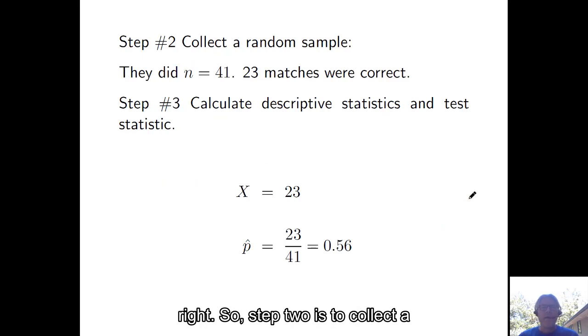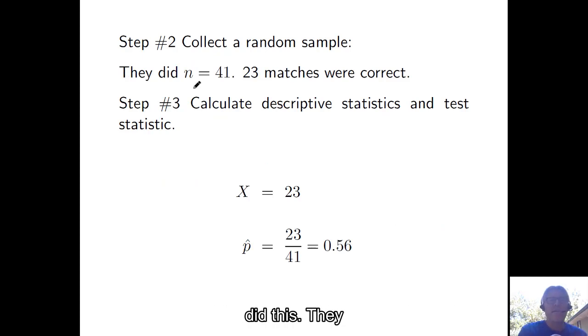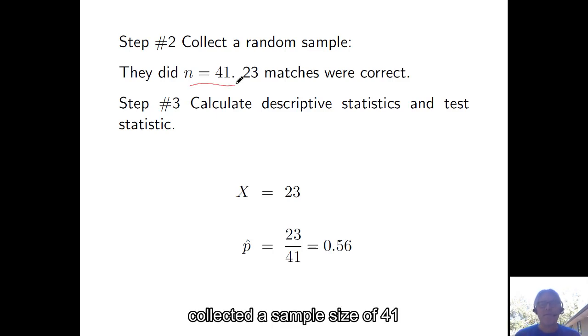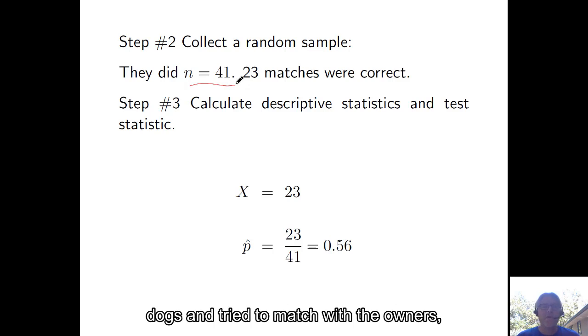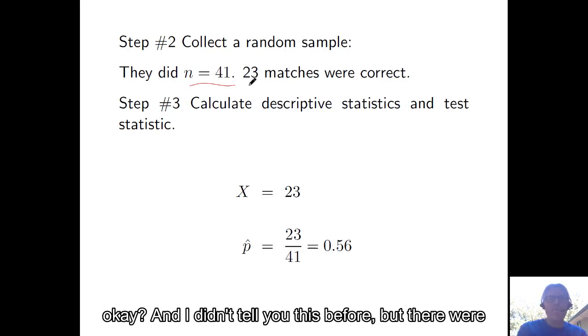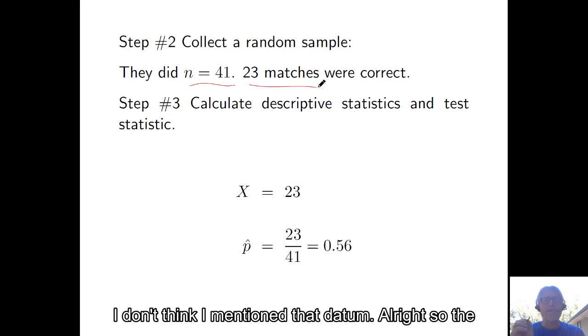All right, so step 2 is to collect a random sample. We mentioned the researchers already did this. They collected a sample size of 41 students that were shown pairs of photos of dogs and tried to match with the owners. Okay, and I didn't tell you this before, but there were 23 correct matches. At least I don't think I mentioned that datum.